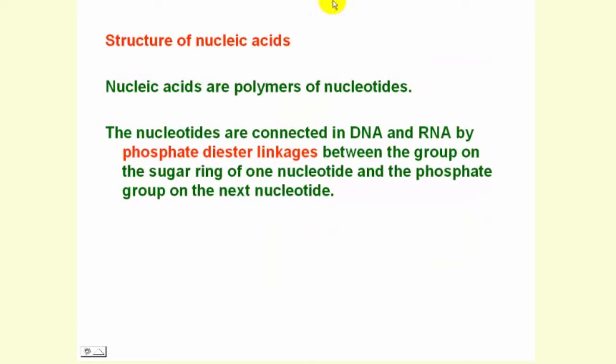Let's go ahead and take a look at the structure of nucleic acids. Again, remember, nucleic acids are the polymers of nucleotides. So they're biopolymers. Just like proteins are biopolymers, where the monomers are the amino acids, the nucleotides are connected in DNA and RNA by phosphate diester linkages between the OH group on the sugar ring of one nucleotide and the phosphate group on the next nucleotide.